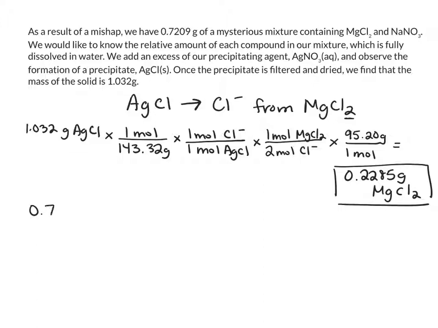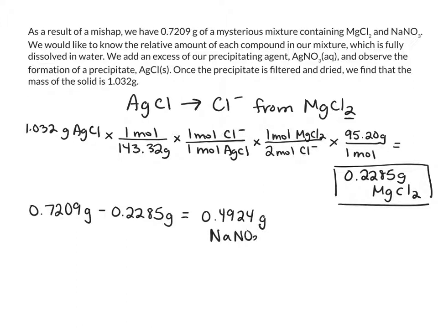I started with 0.7209 grams of this mixture. Well, if 0.2285 grams was magnesium chloride, I'm just going to take that out by subtraction. That means that I had 0.4924 grams of the sodium nitrate. And those are my answers.